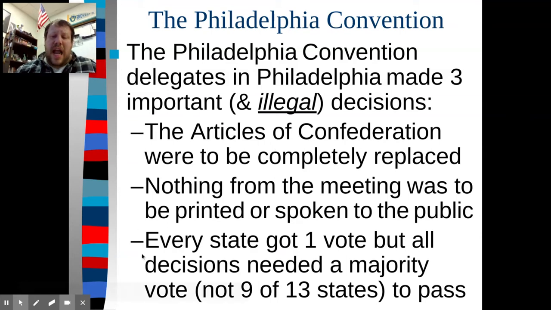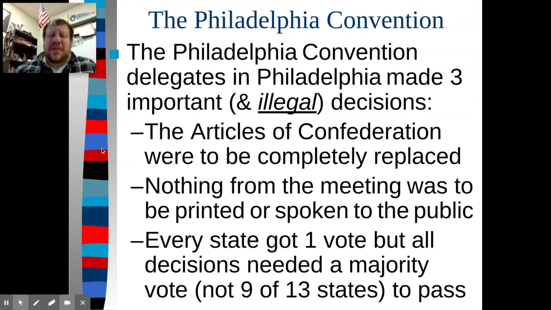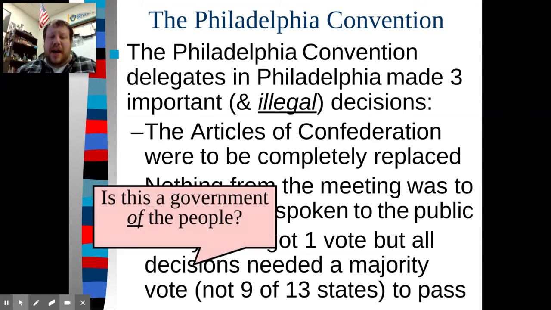Number two, every state got one vote, but in the Articles of Confederation, our current accepted government, we needed all 13 to agree, not 9 of 13, as we'll decide in the Constitution later on. Kind of a weird situation there. And this is all done in secret. Nobody said anything because, hey, it could be construed as trying to take over the government. So nothing got printed. Nothing was spoken to the public till a whole document was written. And so some legality was questioned here as we go through stuff, okay?